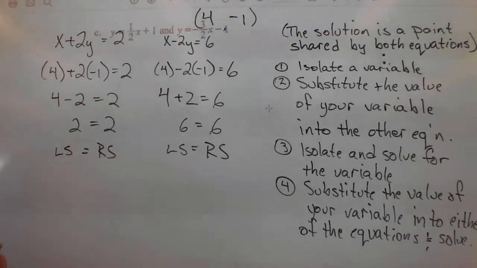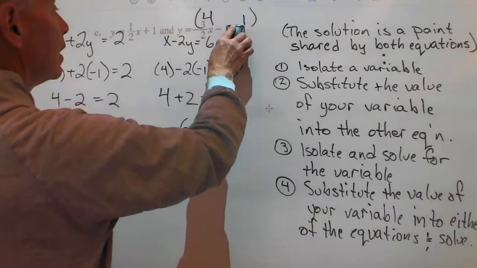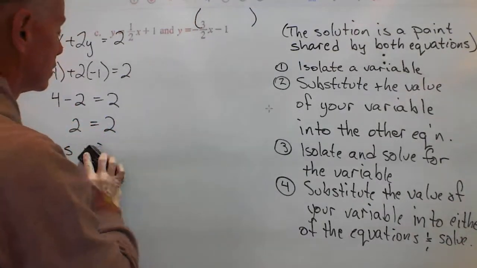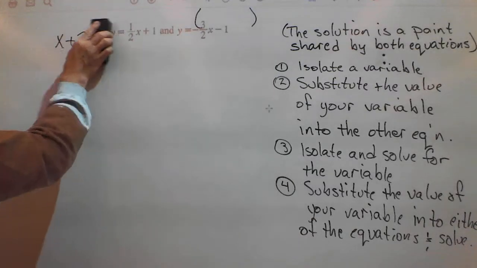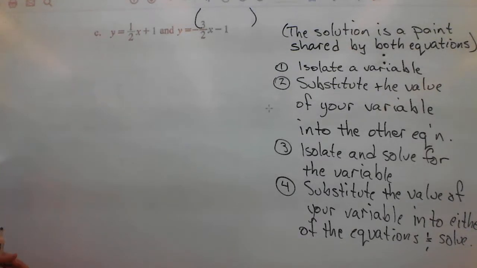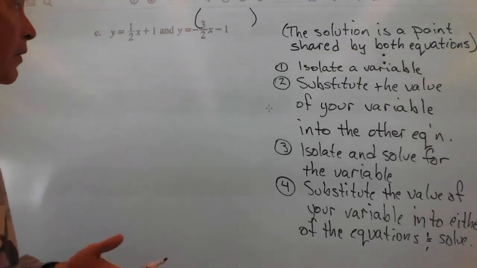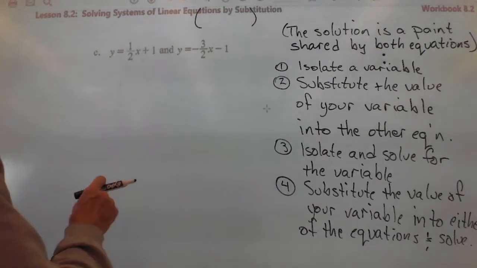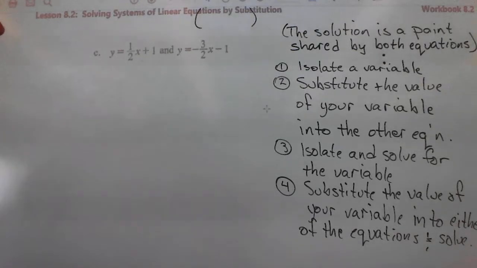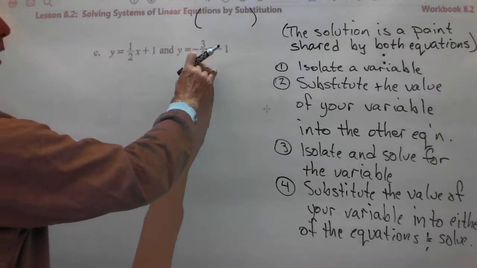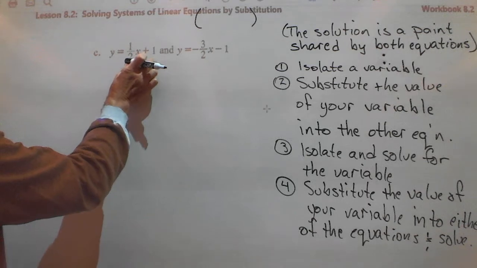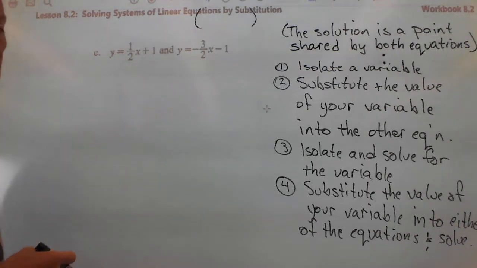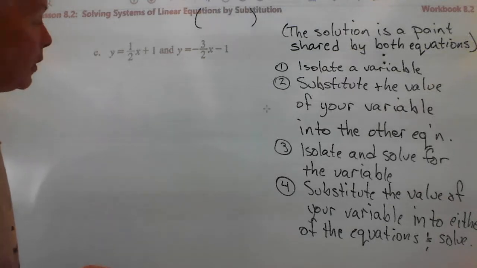Okay, fractions. Everybody hates fractions. So, let's do this again. There we go. Okay, so step 1, isolate a variable. Now both of these are isolated. I'm going to use this one again because it only has positive numbers on the right side. Why deal with negatives if you don't have to?